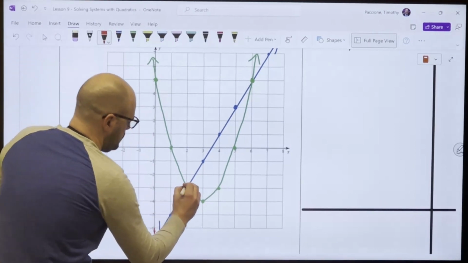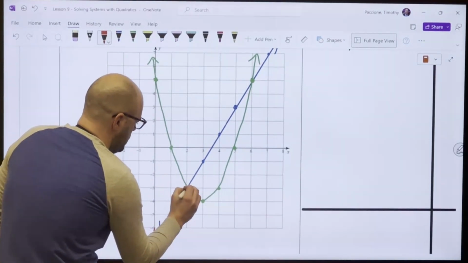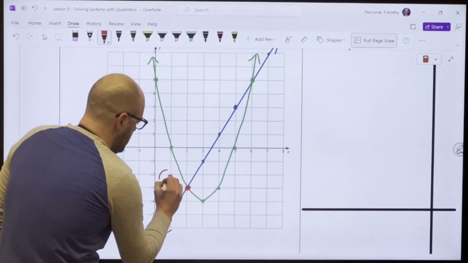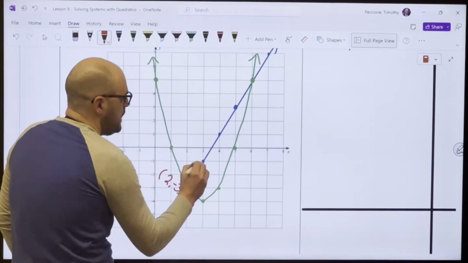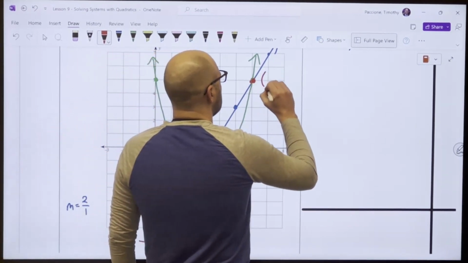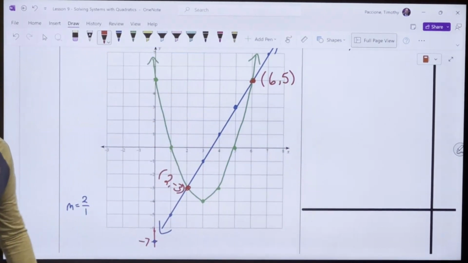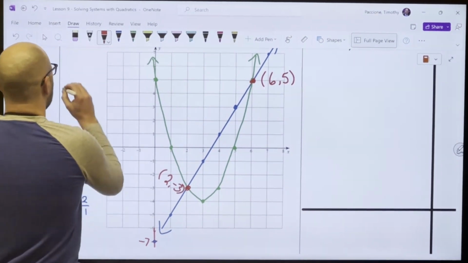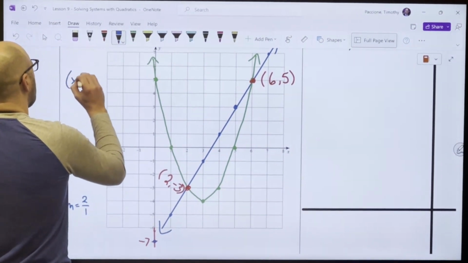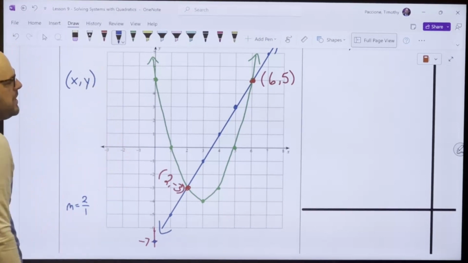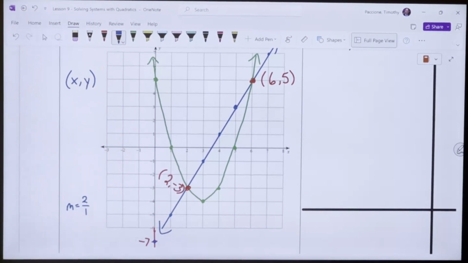Points at (2, -3) and (6, 5). And those are both what? Points. What is a point made up of? An x and a y, right? So what do you think is significant about both those x and y values? They're points of intersection. That's the graph.